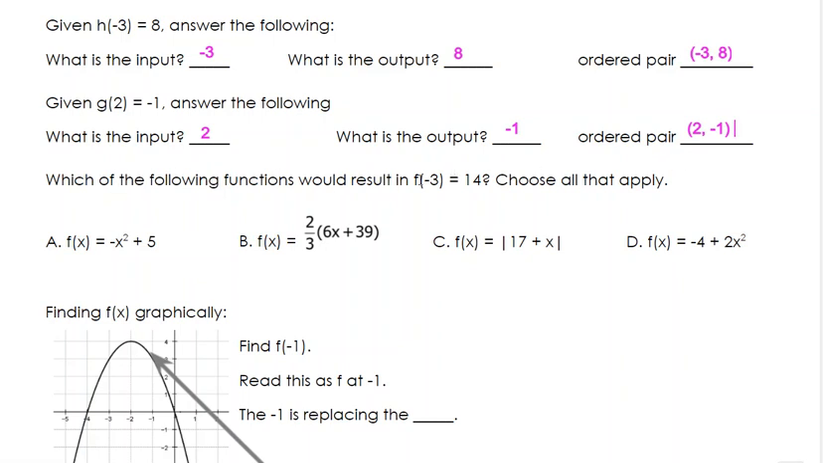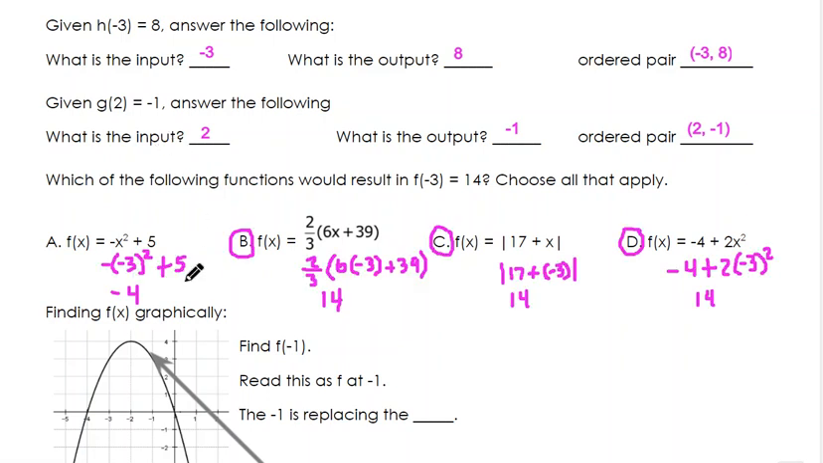All right. Let's try this one. It says, which of the following functions will result in f of negative 3 equals 14? So that means we got to plug in negative 3 into each of these and figure out what it is. All right, go ahead, pause the video, see if you can figure it out on your own. Unpause it when you're done to get the answer.